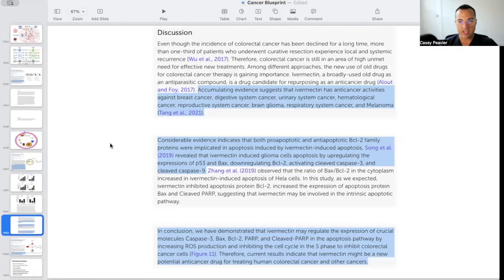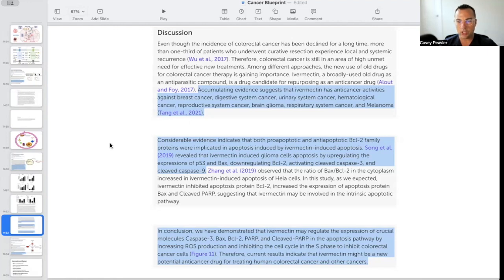Moving on. In the discussion, it says, accumulating evidence suggests that ivermectin has anti-cancer activities against breast cancer, digestive system cancers, urinary system cancers, hematologic cancers, reproductive system cancers, brain glioma, respiratory system cancer, and melanoma. Considerable evidence indicates that both pro-apoptotic and anti-apoptotic BCL family proteins were implicated in ivermectin-induced apoptosis. This group, Song et al. in 2018, revealed that ivermectin induced glioma cell apoptosis by upregulating the expression of p53 and BAX, downregulating BCL2, activating cleaved caspase 3 and cleaved caspase 9.